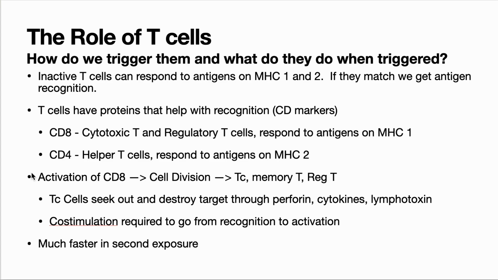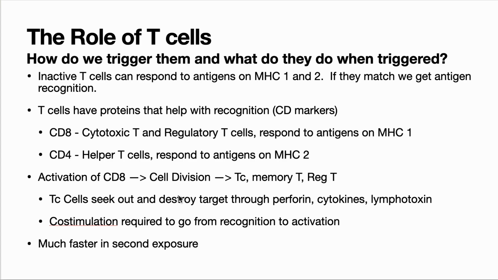So, how do cytotoxic T cells destroy the antigen? Well, they're going to go hunt down anything with that antigen. Let's say it's a virus or maybe it's a bacterial cell. Every time they find that antigen, they will destroy the target cell. And they can do that in a bunch of ways. They can use a chemical called perforin, which will create holes and lyse open the cell. They can use chemical signals called cytokines, and they can also use lymphotoxin. So they have multiple weapons in their arsenal to destroy the target cell.